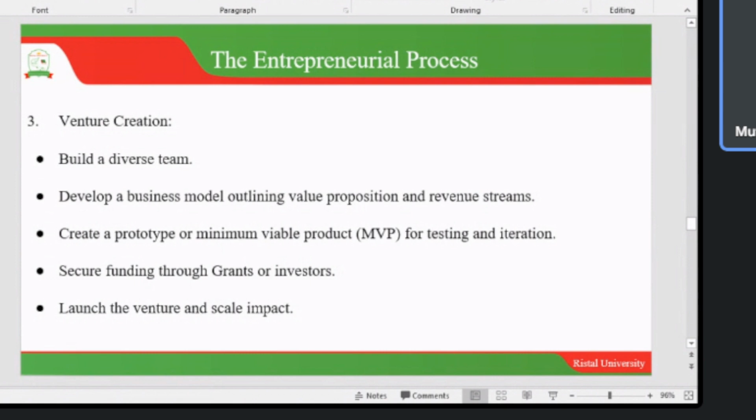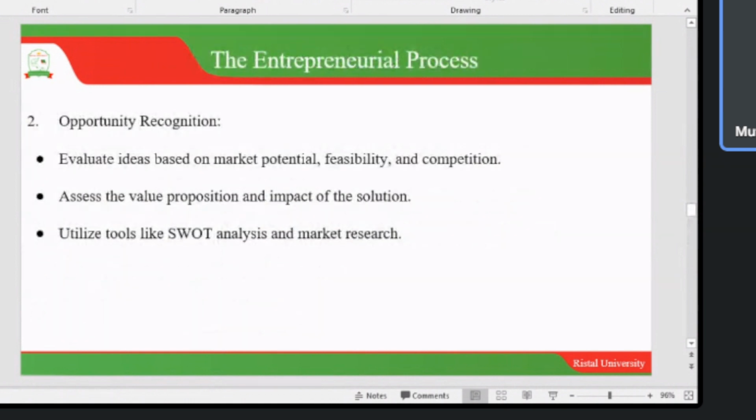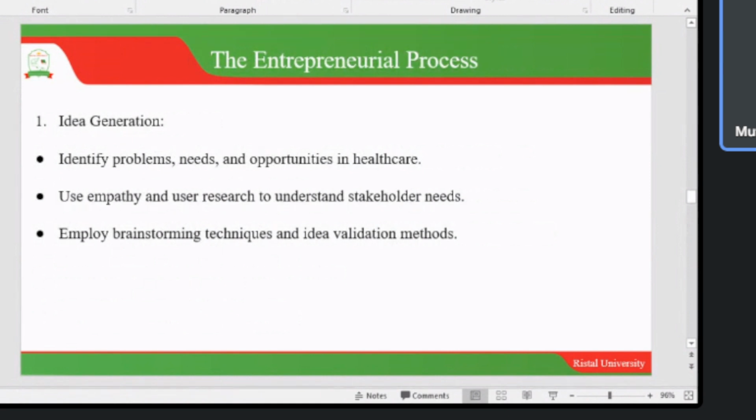Then after that, you launch the venture and scale impact. So ultimately, if you have created this minimum viable product, you have tested it and corrected the mistakes, you have secured the funding, you can launch it and scale it up. If it was tested in a small location, now you can scale it up to a bigger geographical setting. Okay, so those are the major steps of the entrepreneurial process, that we first identify the opportunity, we first identify the idea by assessing the problems and needs in healthcare.